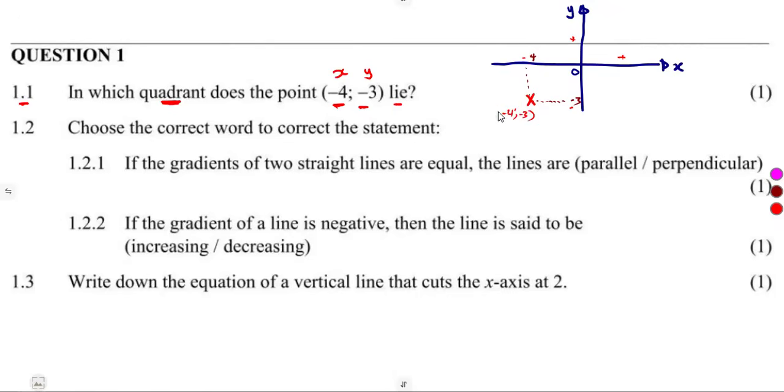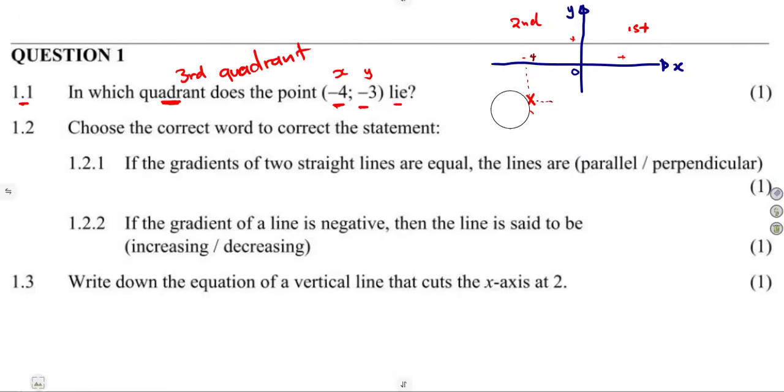So where is this point found? Which quadrant is this? The third quadrant. Remember, this is the first, and we consider the first quadrant, the second quadrant, the third quadrant, the fourth quadrant in this direction. So where the point is, it is found in the third quadrant. So the answer there is the third quadrant.